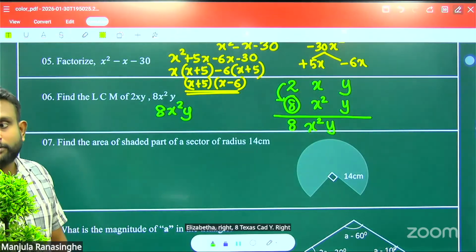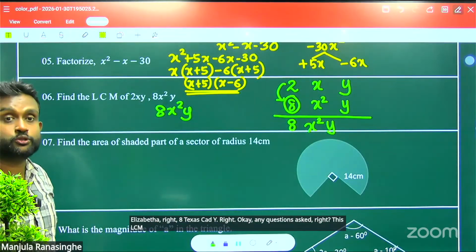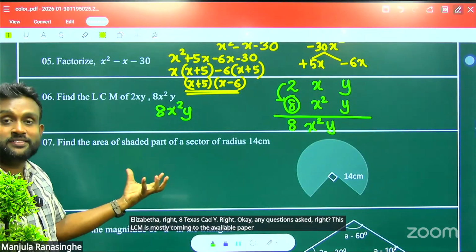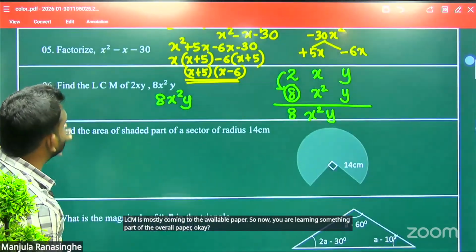Any questions? This LCM mostly comes in the O-level paper. So now you are learning a part of the O-level paper. Don't miss it.